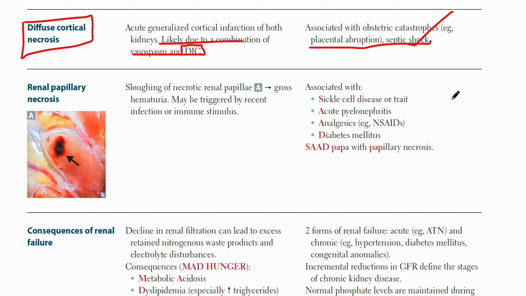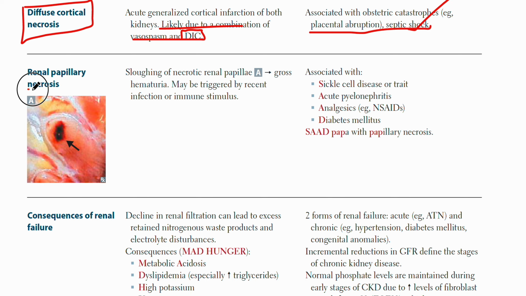So let's talk about renal papillary necrosis, which was one of the major complications of what? Hydronephrosis, right? Let's talk about it. It is sloughing off of necrotic renal papillae that causes gross hematuria. Gross hematuria. You don't even have to look at the microscope to see the red blood cell cast. Your urine is entirely red.